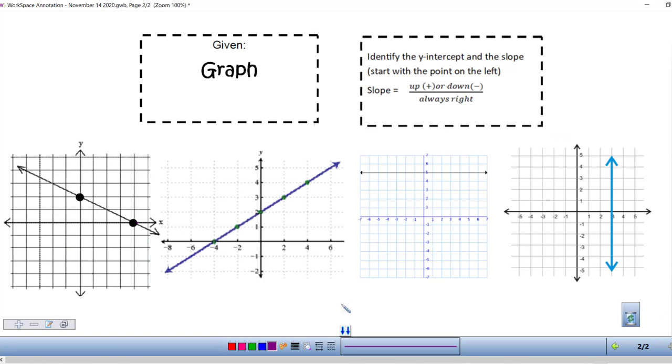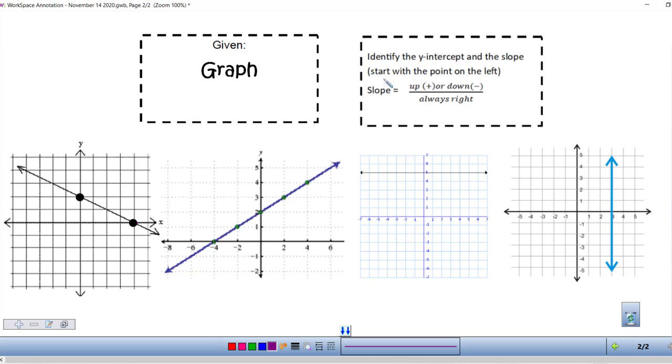Next, we're going to learn how to write an equation given a graph. So this is just completely backwards of what we just got done doing, where we had the equation and we graphed it. Now we have the graph and we need to write the equation. When we write the equation, we need to identify both the y-intercept and the slope. Like I said before, we always need those two pieces.